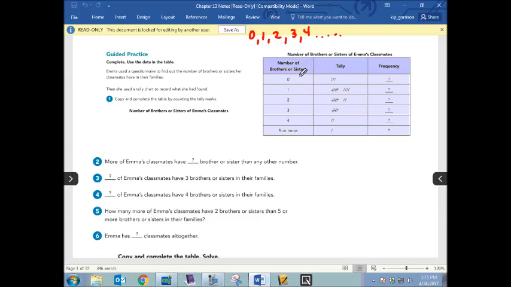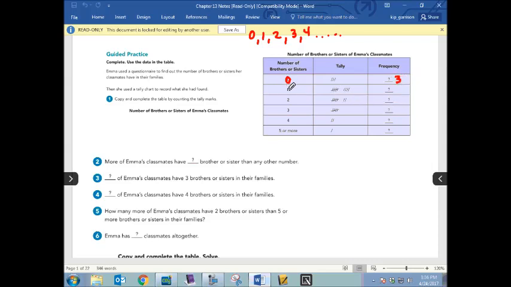There are extreme cases where there are 8 or 9, 10 people in a family, but in this case, this would be the general or the majority of people. Copy and complete the table. So you can see that when she did this little questionnaire, she started with 0, and she obviously had 3 people that are only children, which means they don't have any brothers or sisters. So for frequency, we're going to put 3 right there.